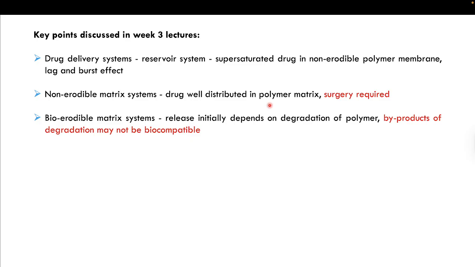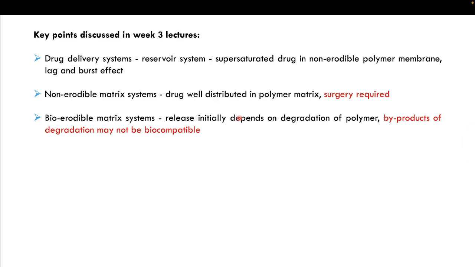To avoid this, you can use something known as bioerodible matrix systems. For these particular systems, the release of the drug depends upon the degradation of the polymer. So the way your drug gets released from these systems will be because of diffusion, because of the pores in this polymer, and also it will depend upon the degradation of the polymer. Since you have used a bioerodible polymer, it will break down into byproducts, and then from that slowly the drug will be released. One good advantage of this system is that it is more patient compliant.